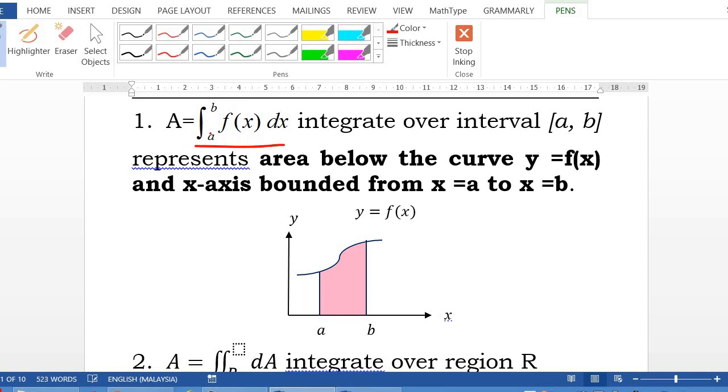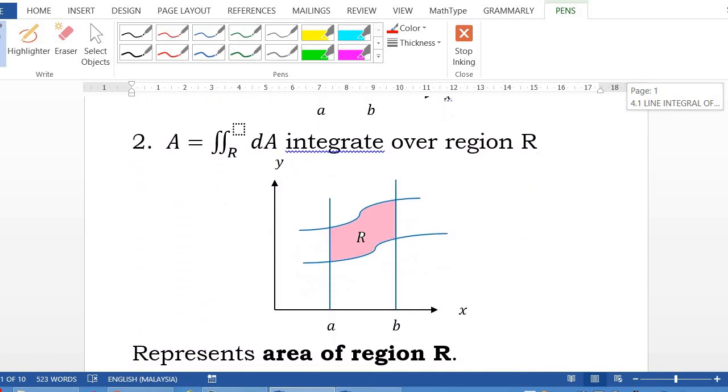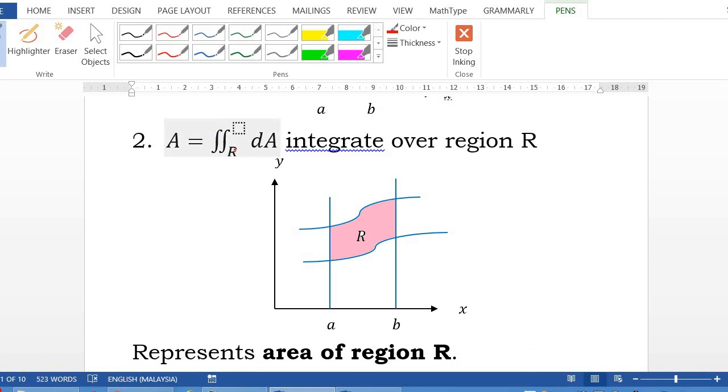The single integral of f(x) dx from a to b represents the area below the curve y equals f(x), bounded by the x-axis and x equals a up to x equals b. In double integral, you have also learned that the double integral of dA over the region R represents the area of this region R, where dA in Cartesian coordinates can be dy dx or dx dy, or in polar coordinates, r dr d theta.